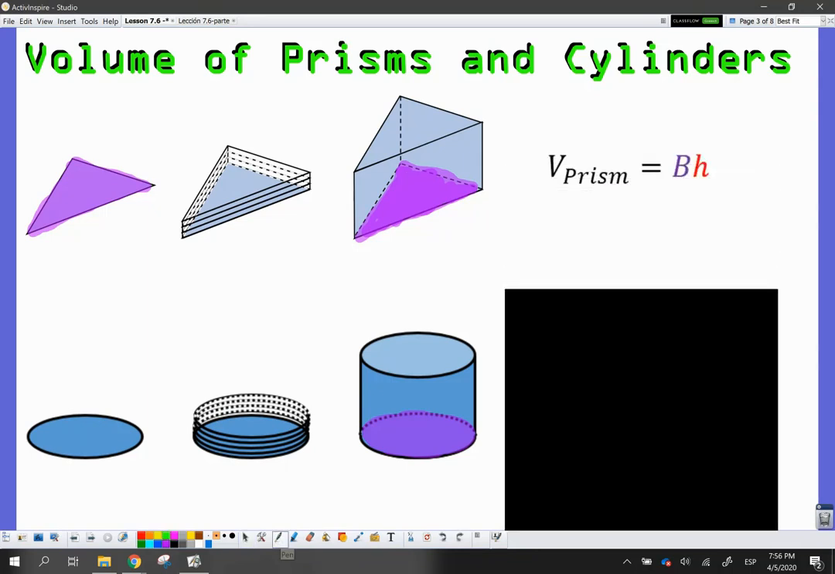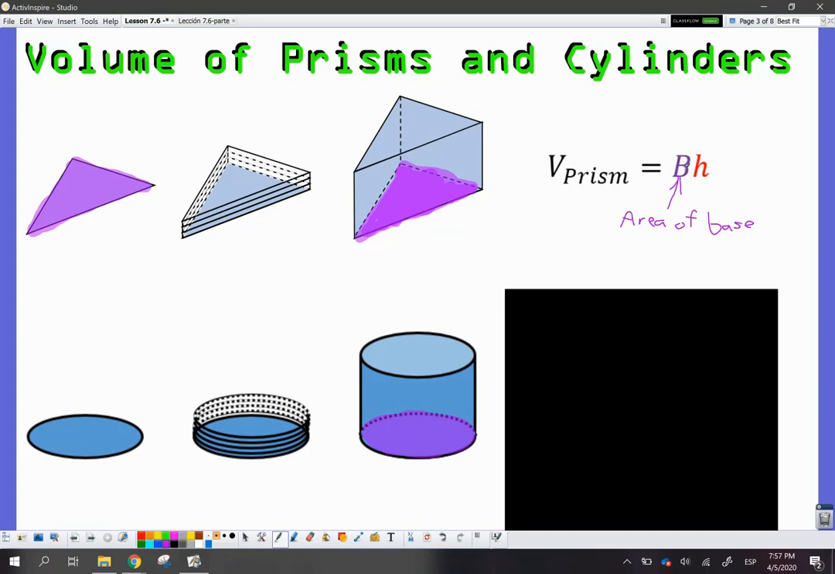This formula is telling us that to find the volume of a prism, that's equal to this capital B times H. Now, you've seen a lowercase b before that represents the base of a triangle, of a rectangle, of a trapezoid. This capital B represents the area of the base of my prism. So make sure you understand that.